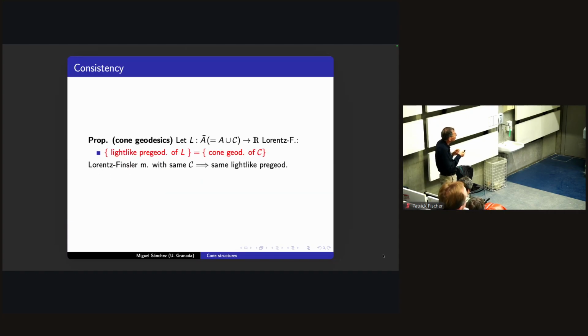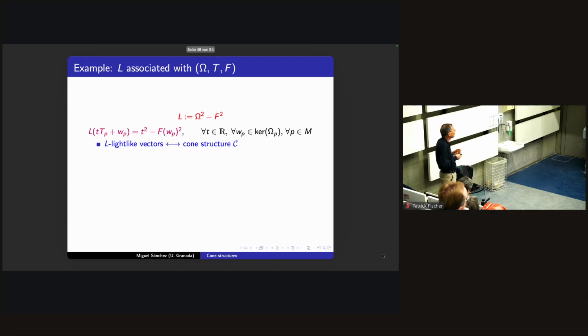Also, the Lorentz-Finsler metric will give you geodesics, in particular light geodesics, and these light geodesics will agree with the geodesics of the cone structure with full generality. Finally, if we have a cone triple, with this omega and this one-form and this Finsler metric, there is a natural way to construct a Lorentz-Finsler metric such that the light vectors for this Lorentz-Finsler metric agree with the cone structure.